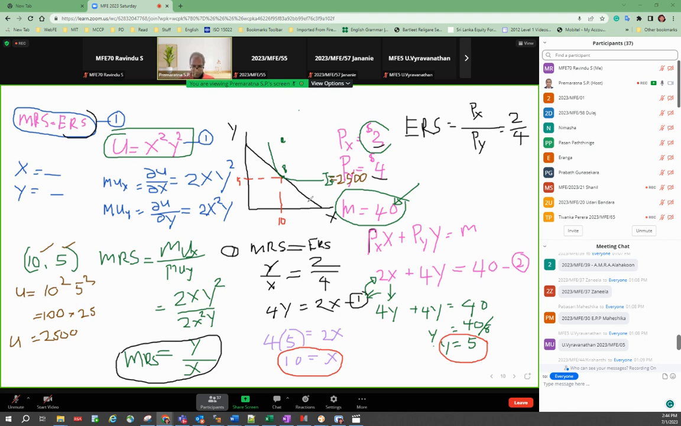Now you can see that the government changed the policies, increased tax, gave subsidies, increased prices. What happens to your welfare? So in this situation, the price of Y is 4 and the money income is 40, at the end of the day you get 25,000 satisfaction.